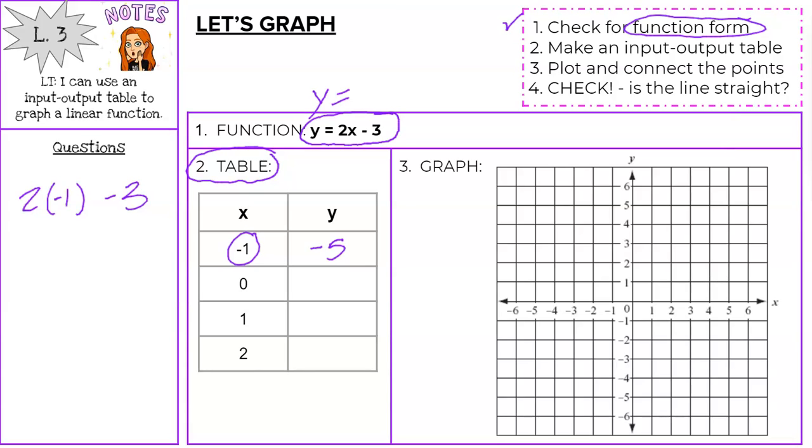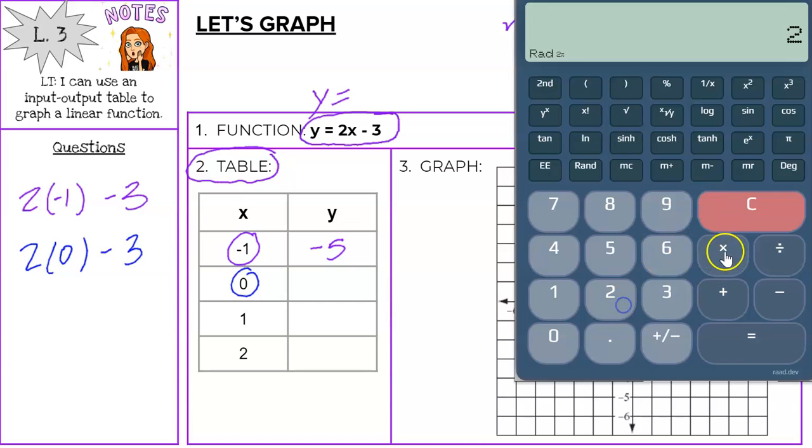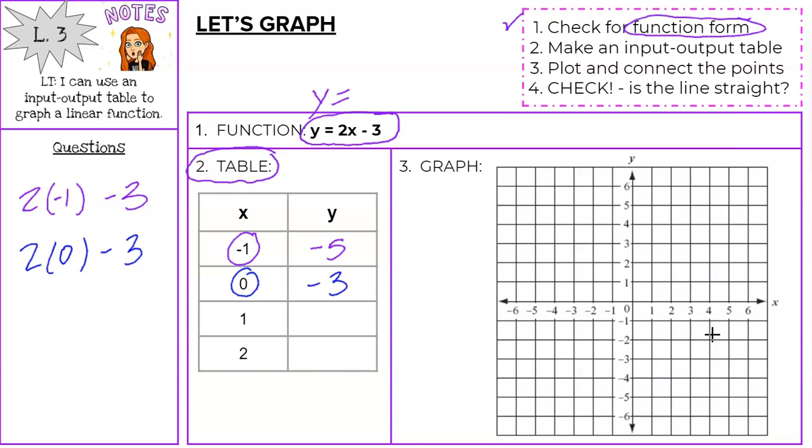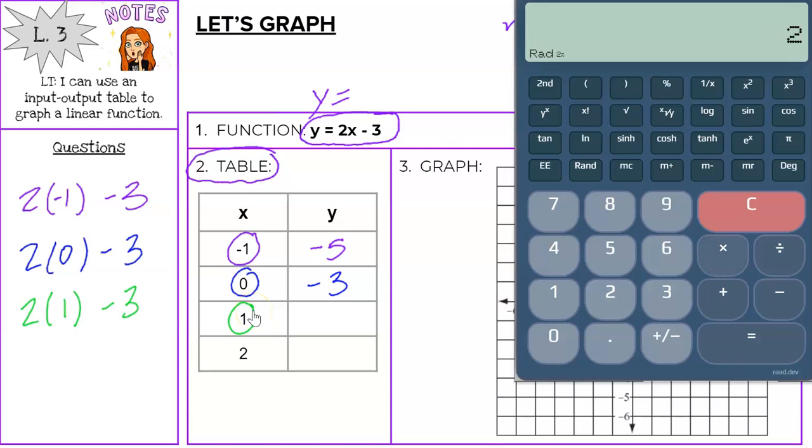Then I'm going to do the same thing, except for now in my parenthesis, I'm going to put 0. So now I have 2 times 0 minus 3. So we do 2 times 0 minus 3, negative 3. Next value, put 1 into our function, 2 times 1 minus 3. So again, I can use my calculator if I need. 2 times 1 minus 3, negative 1.